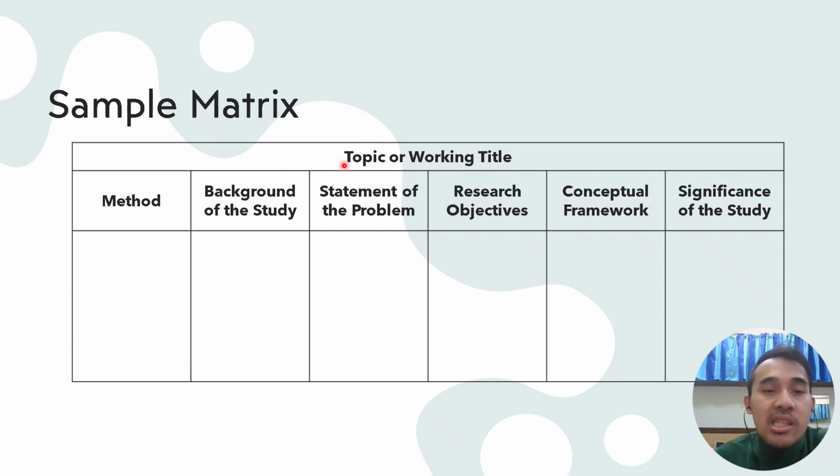This is a sample matrix. The title would be here. The method would be on the first column. Background of the study on the second column. Third would be statement of the problem. Fourth column is the research objectives. Conceptual framework is the fifth one, and the last would be significance of the study.